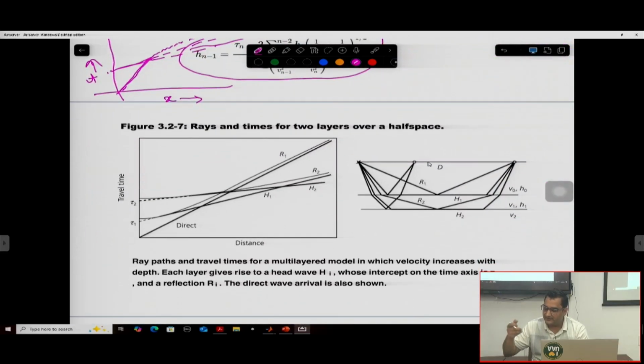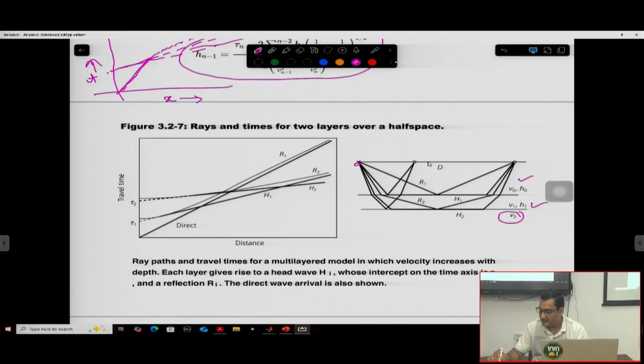Now let's suppose there is this two layer case. So two layers over a half space. You have one layer which has the velocity v naught, there is another layer which has the velocity v1, and then there is a half space having the velocity v2. The thicknesses of the top layers are h naught and h1. Okay, so there is a source, there is a receiver.